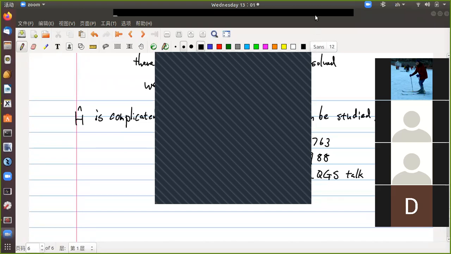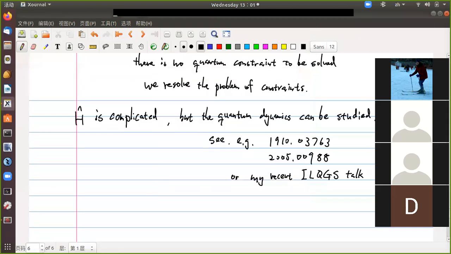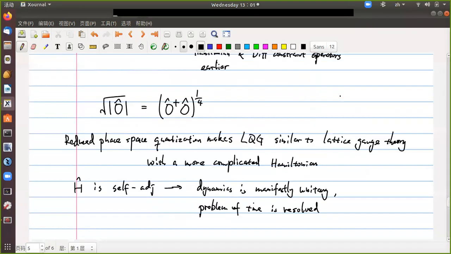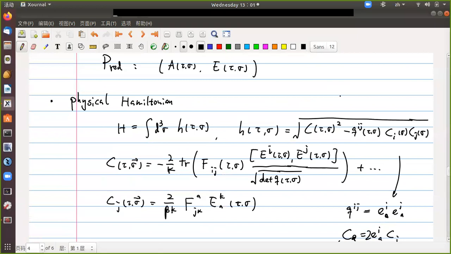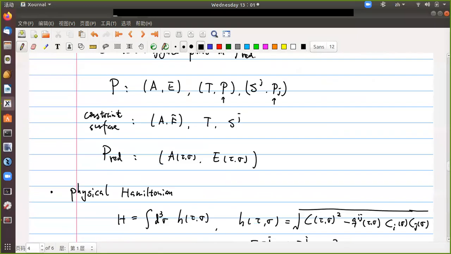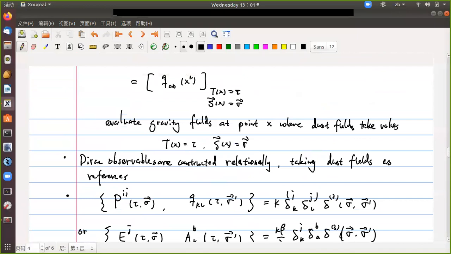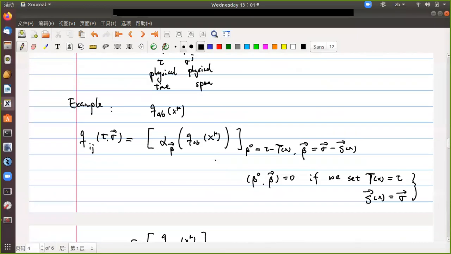The clock field is diffeomorphism invariant because it's located on a single time slice after we fix the gauge, right? No, the clock field is not gauge invariant. The Dirac observable is gauge invariant. This quantity is gauge invariant. So how do we understand what this clock field depends on?